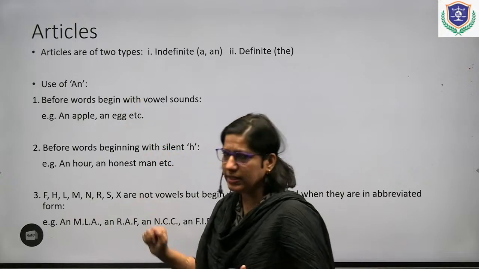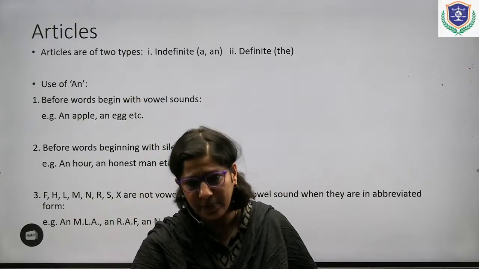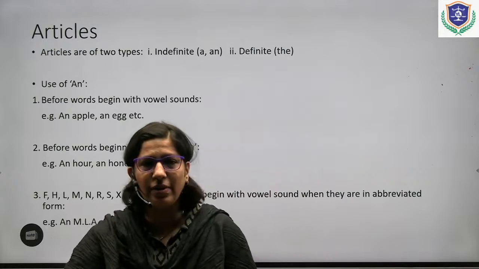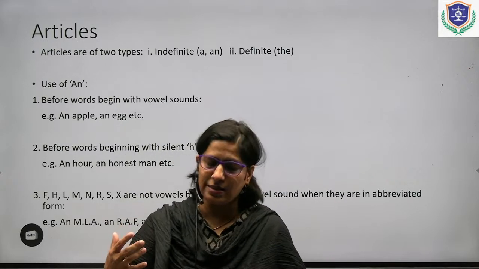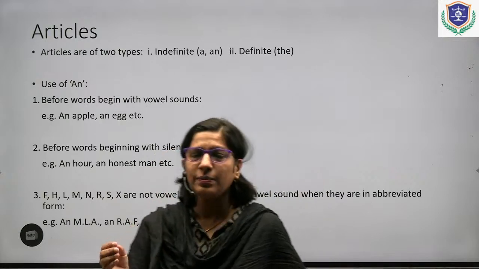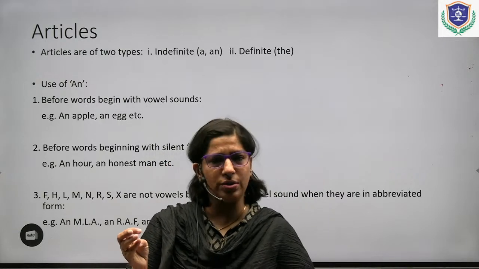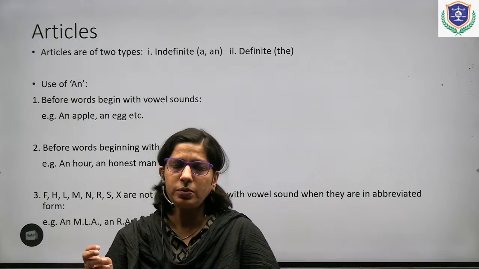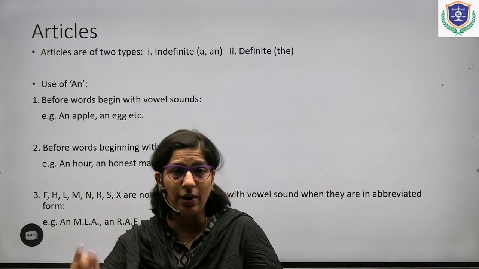Come to point number 3 here. It says that we have talked about it, when are we using a and when are we using an in terms of indefinite articles. So we are using a for consonant sounds and an for vowel sounds, and we are saying vowel sounds.